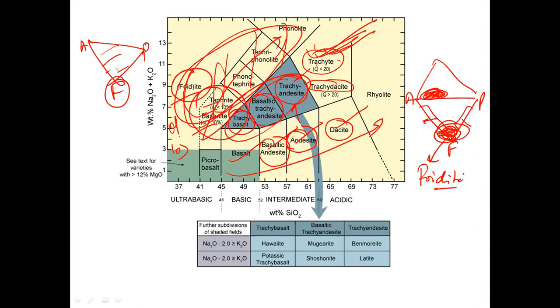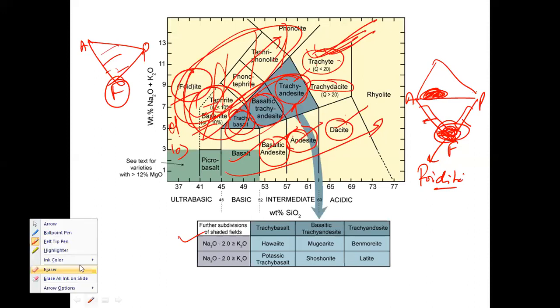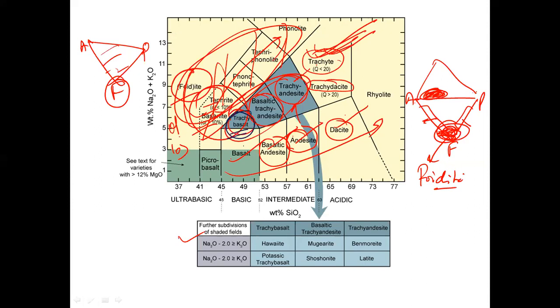So this shaded area is further categorized on the basis of whether it is potassic or sodic in nature. Trachybasalt, which is here: if sodic, then it is called hawaiite. If it is potassic in nature, then the same rock is called potassic trachybasalt; all the names remain, you just add potassic. See this basaltic trachyandesite: if it is sodic, then it is called mugearite. If it is potassic, then it is called shoshonite.